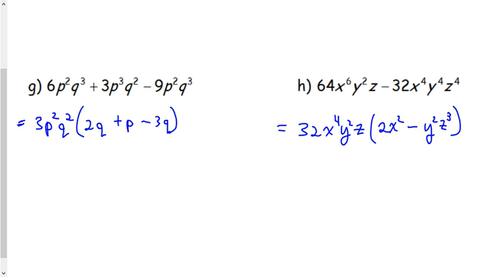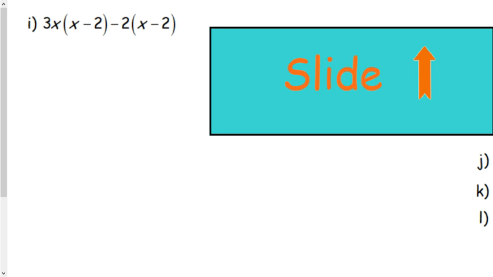Okay, let's keep on rolling. Here's I. I is a little bit of a weird one. In the past, when you saw something like this, you would say, oh, I know what I need to do. I need to multiply through the brackets. Let's do it. Let's multiply through the brackets and then simplify our like terms. But that's not what we're trying to do here. We're actually trying to factor.